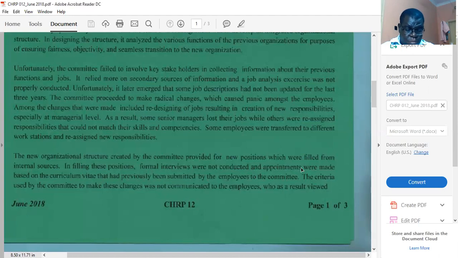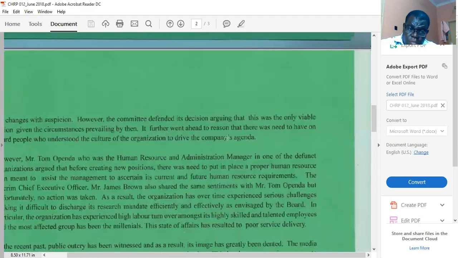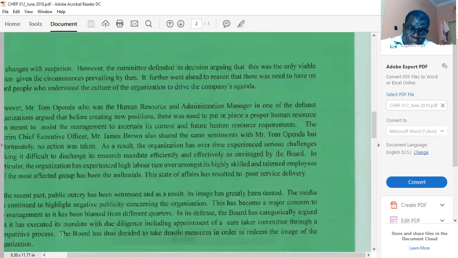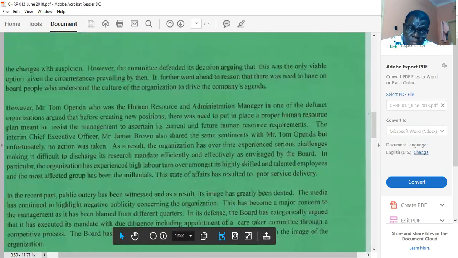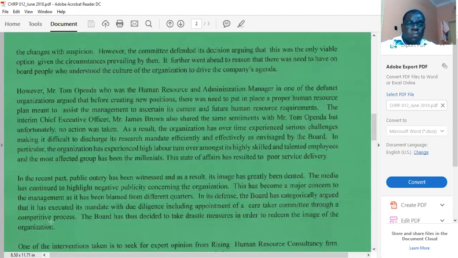The new organizational structure created by the committee provided for new positions which were filled from internal sources. In filling these positions, formal interviews were not conducted and appointments were made based on the curriculum vitae that had been previously submitted by the employees to the committee. The criteria used by the committee to make these changes was not communicated to the employees, who as a result viewed the changes with suspicion.